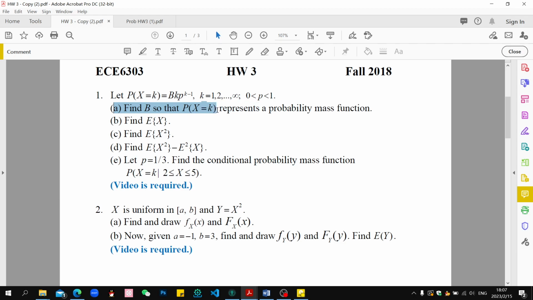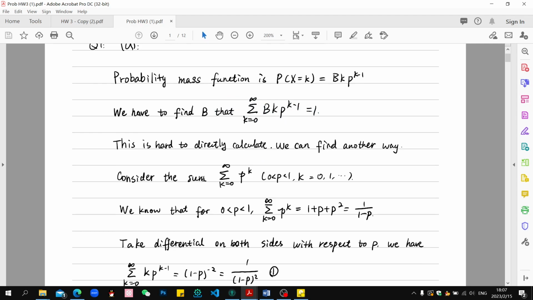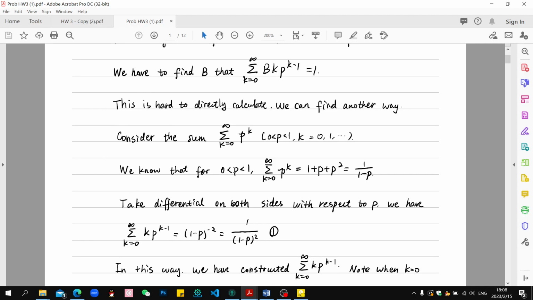this probability represents a probability mass function. So we have to find b so that all probabilities for x, for all k's, sum up to 1. We can start from considering this sum. We know that for p between 0 and 1, the sum of p to the power of k for all positive integer k's is 1 over 1 minus p.